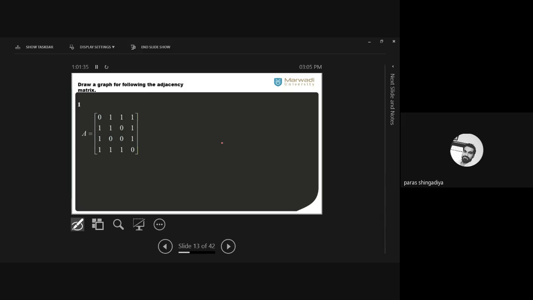How many vertices do we have to define? That is 4. Why is it 4? Because the number of vertices depends on the order of the matrix. What is the size of the matrix? It is 4 by 4. So how many vertices will the graph have? That is 4 only. So place 4 vertices in any position on the paper, any form, any sequence, any notation you can use. So let's consider 4 vertices.